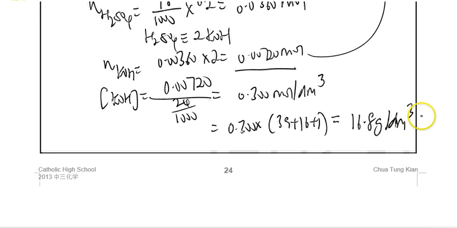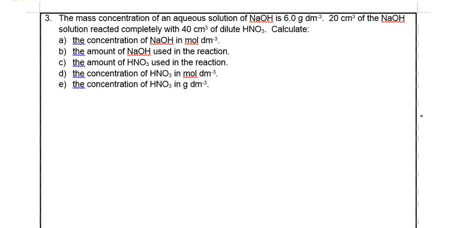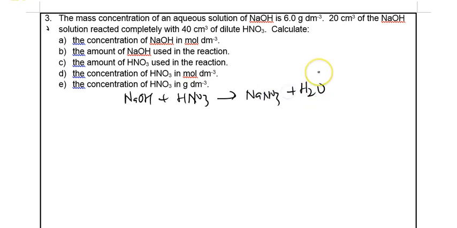The last question for mole concept titration calculations is again an acid-base titration reaction. Now we have NaOH reacting with HNO3, so likewise, step 1, write the chemical equation out. So it's NaOH plus HNO3, and it gives me NaNO3 plus H2O. So this is the equation for the reaction.